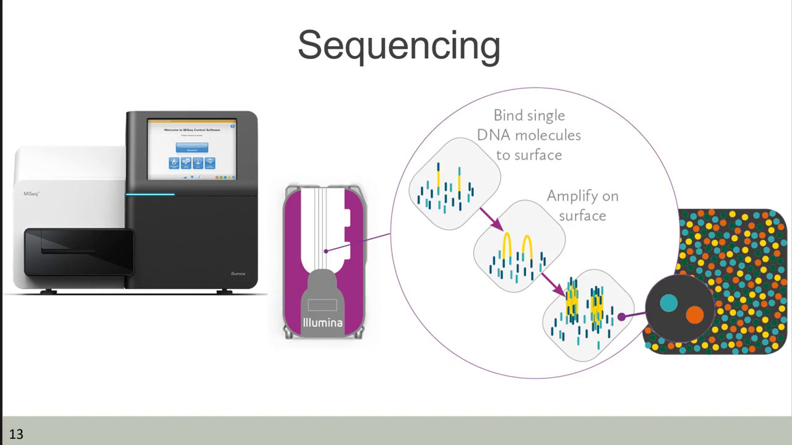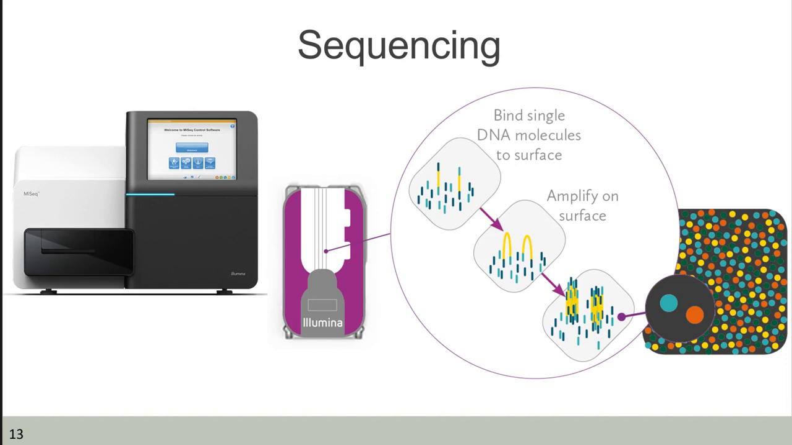On this flow cell, all of the DNA gets added. The index helps bind the DNA. There's a special molecule added when you prep your samples that allows that DNA to bind to the surface, and then the nucleotides are added onto these strands of DNA starting at the index.